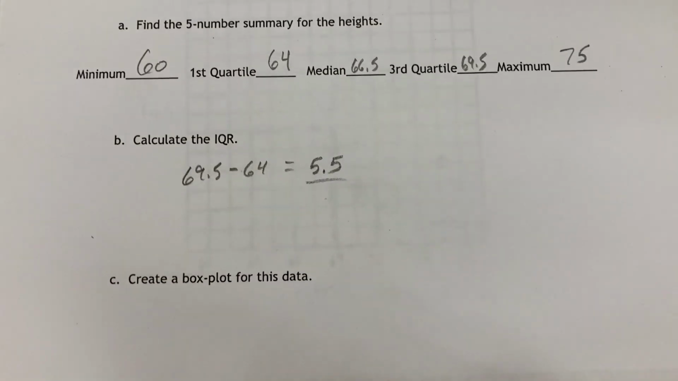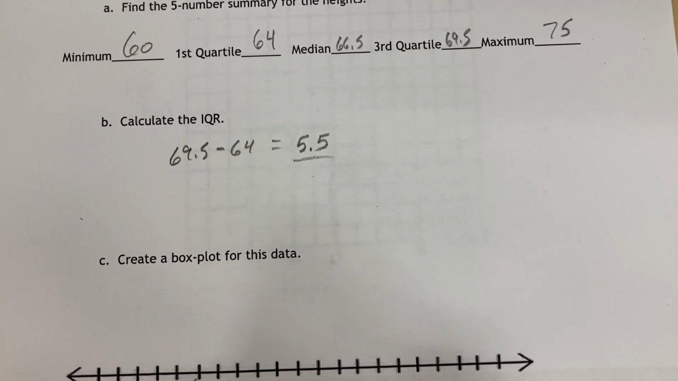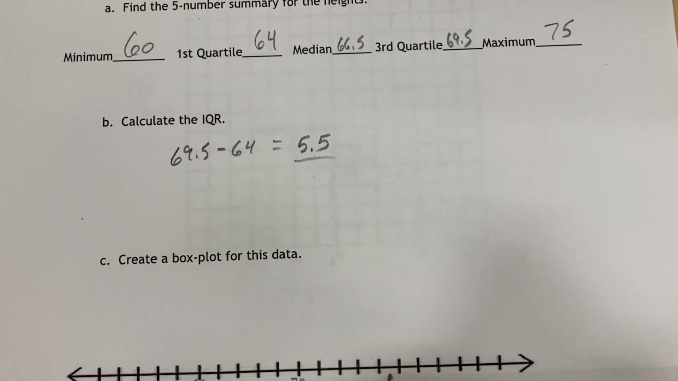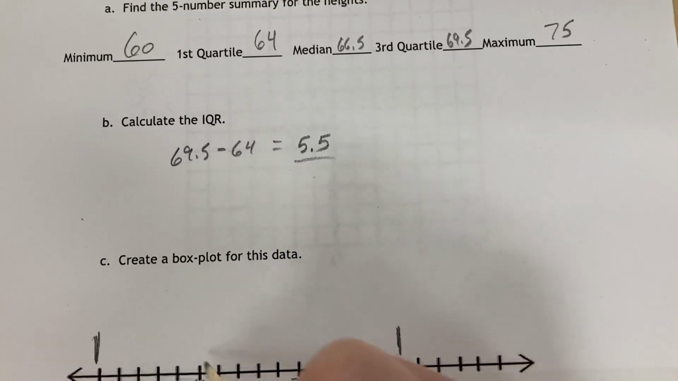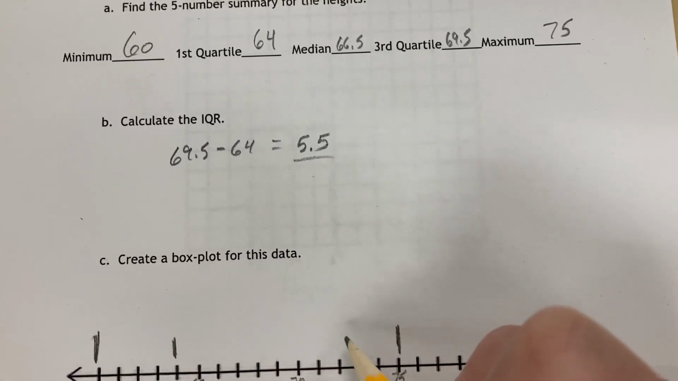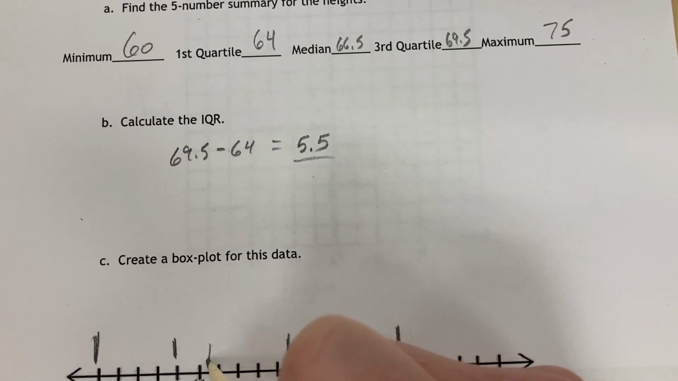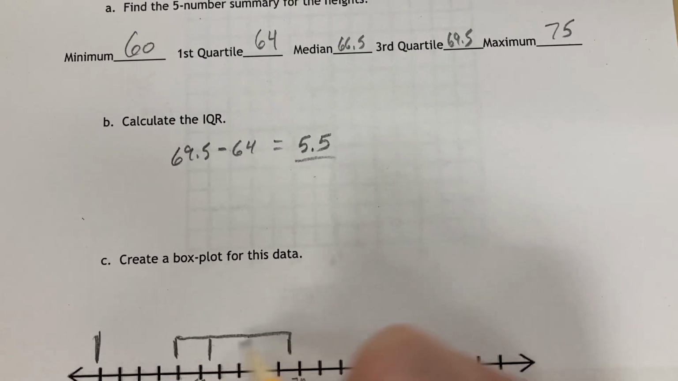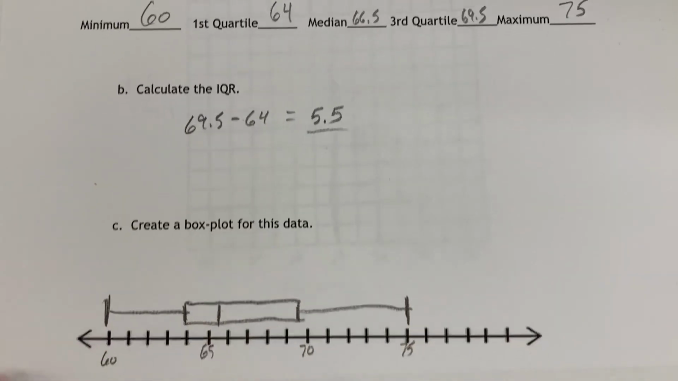Okay. And if I'm going to make a box plot for it, I'm going to go 60 here. Let's go 1, 2, 3, 4, 65. 1, 2, 3, 4, 70. 1, 2, 3, 4, 75. So we make our line at 60, our line at 75, our line at 64, our line at 69.5, our line at 66.5. Box up the middle, line out, line in, and there's our box plot.